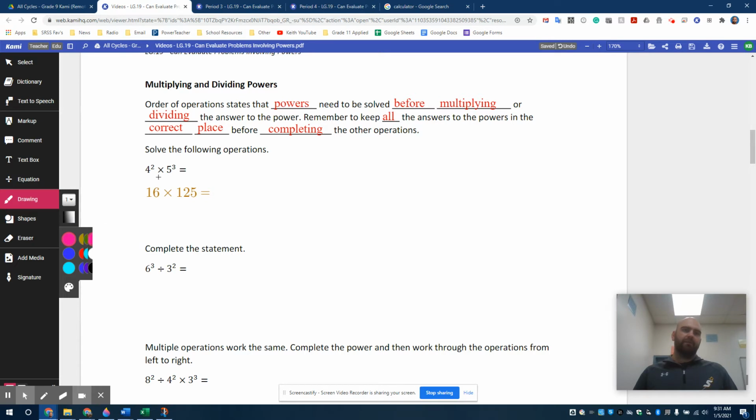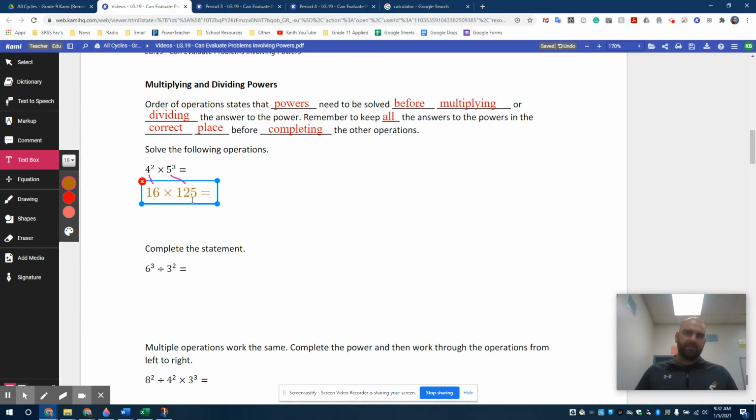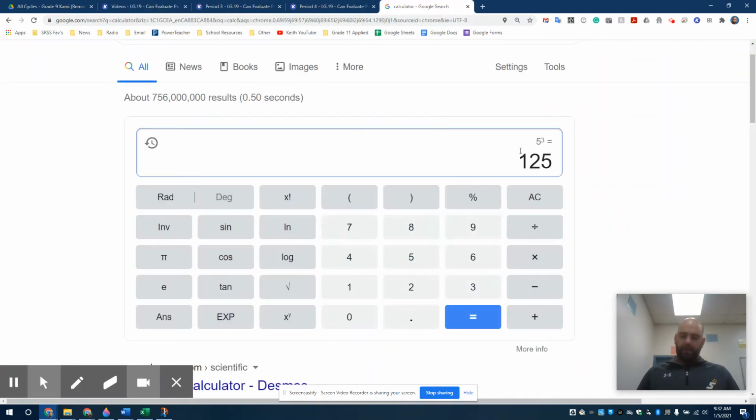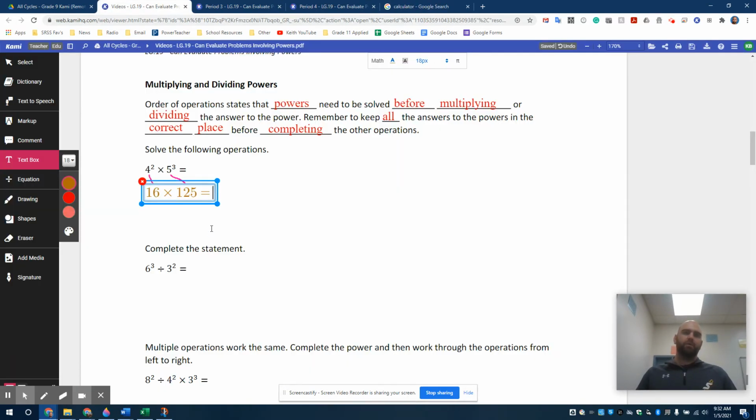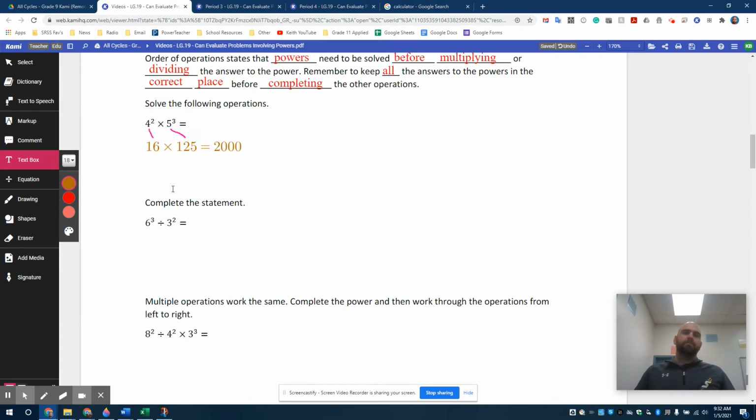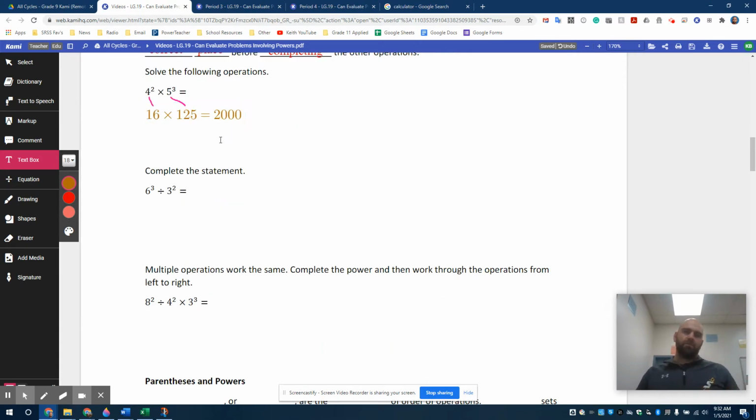Now, once we have that, what we've done, just going to quickly draw it out here, is we've put those into place. We have a 16 there, we have our 125 there. Next thing, we have everything in standard form. Now we can do the rest of our operations. In this case, it's just multiplying. And so we're going to do 16 times 125, and we get an answer of 2,000. And that would be solving this expression. So the answer to this expression is 2,000. First solve the powers, then do the multiplication.